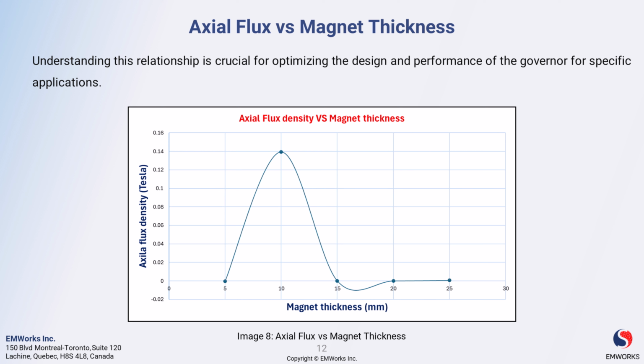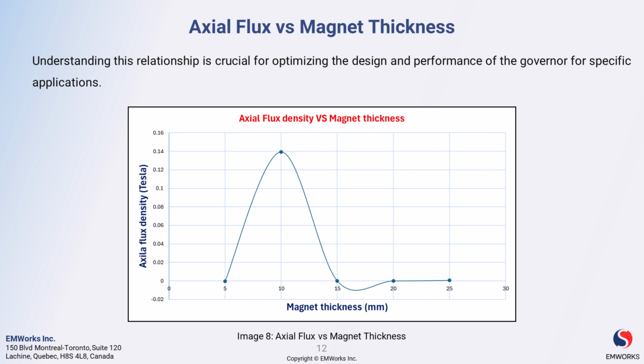As the magnet thickness increases, the axial flux density initially increases due to the increased magnetic flux generated by the thicker magnets. However, beyond a certain point, further increasing the magnet thickness may not result in substantial increases in axial flux density due to saturation effects or other design limitations. By understanding these relationships, engineers can optimize the magnet thickness to achieve the desired axial flux density while considering factors such as cost, weight, and physical constraints.